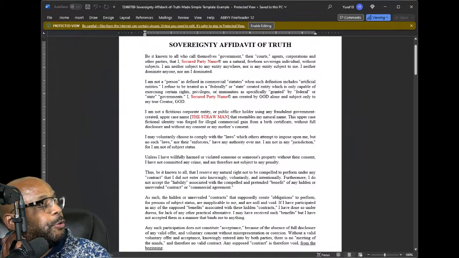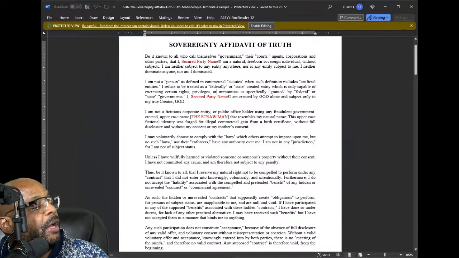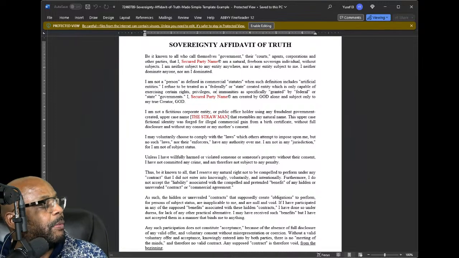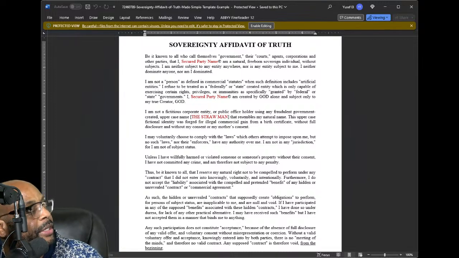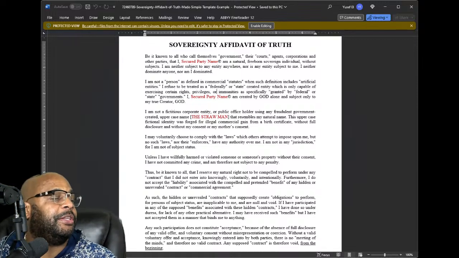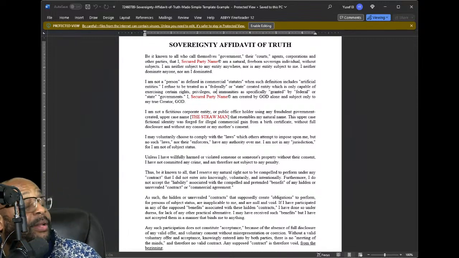I'm not a fictitious corporate entity or a public office holder using any fraudulent government-created uppercase name that resembles my natural name. This uppercase fictional identity was forged for illegal commercial gain from a birth certificate without full disclosure and without my consent or my mother's consent. Now, they may take issue with that because your mother signed the birth certificate and all of that, but they didn't give full disclosure. They didn't. It said, I may voluntarily choose.